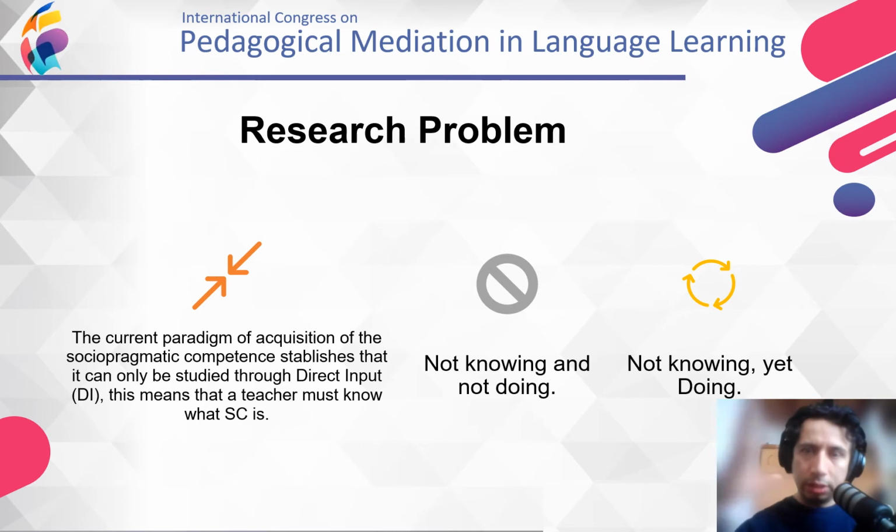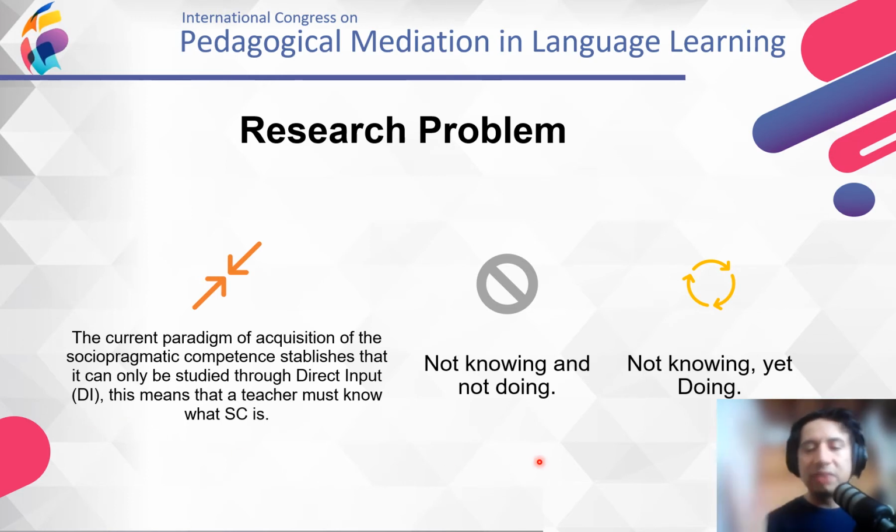So this is my research problem. We know that the acquisitional component of the sociopragmatic competence tells us that it is only possible to acquire the sociopragmatic competence with DI. DI is direct input. You can only learn it if you know that the sociopragmatic competence exists. And we know that teachers don't teach the sociopragmatic competence.